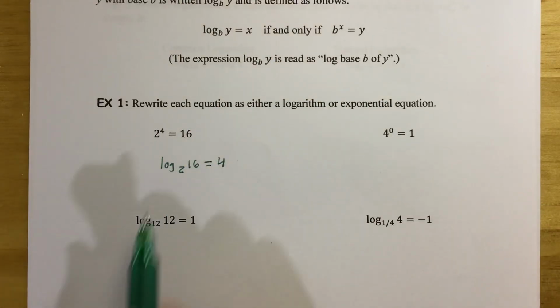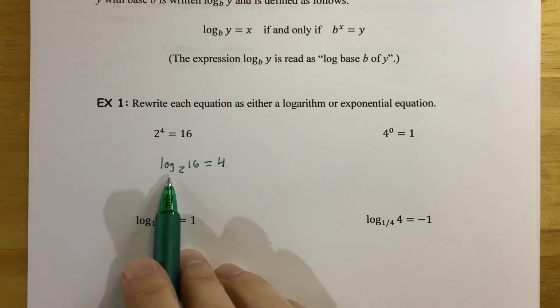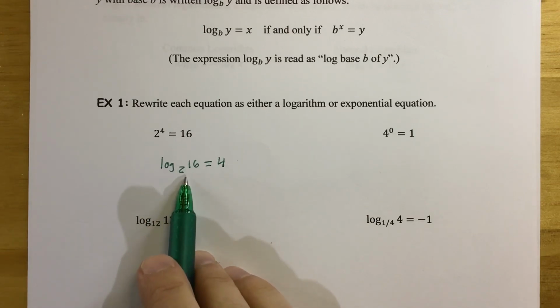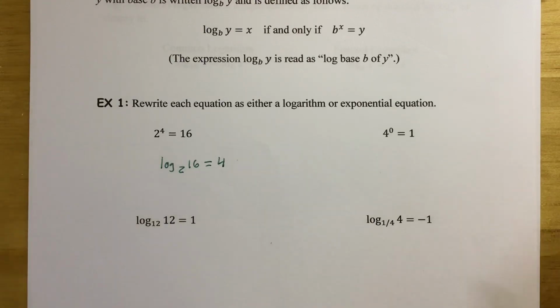Okay, and you would read this as log base 2 of 16 is equal to 4. So there's a special function that's called log base 2. There's a different logarithm for every base that's out there. This is log base 2. And if you put a 16 into that function, you get back 4.